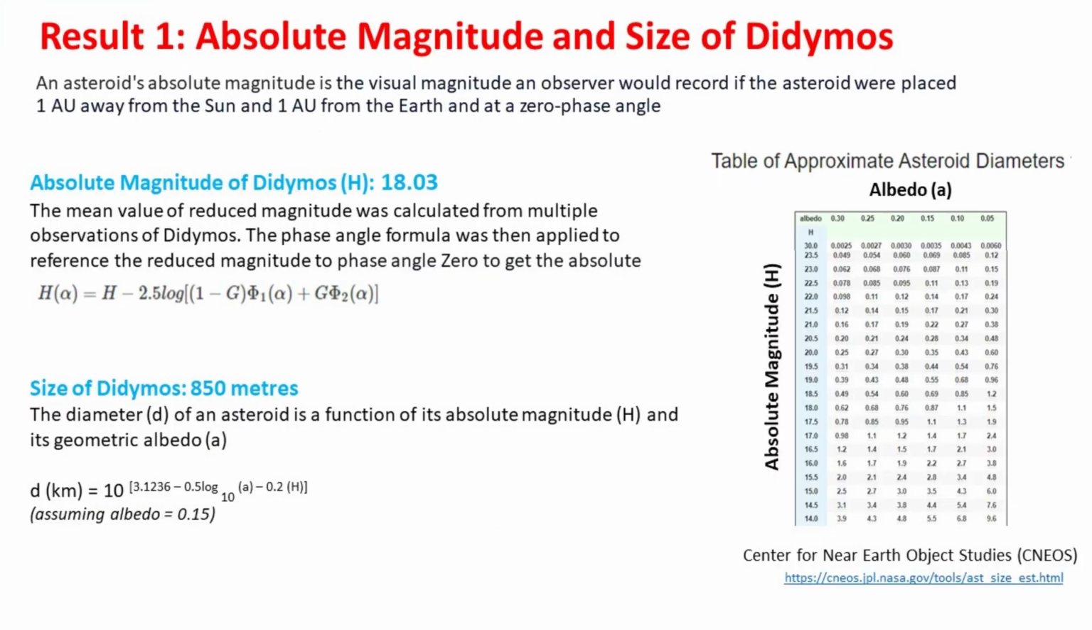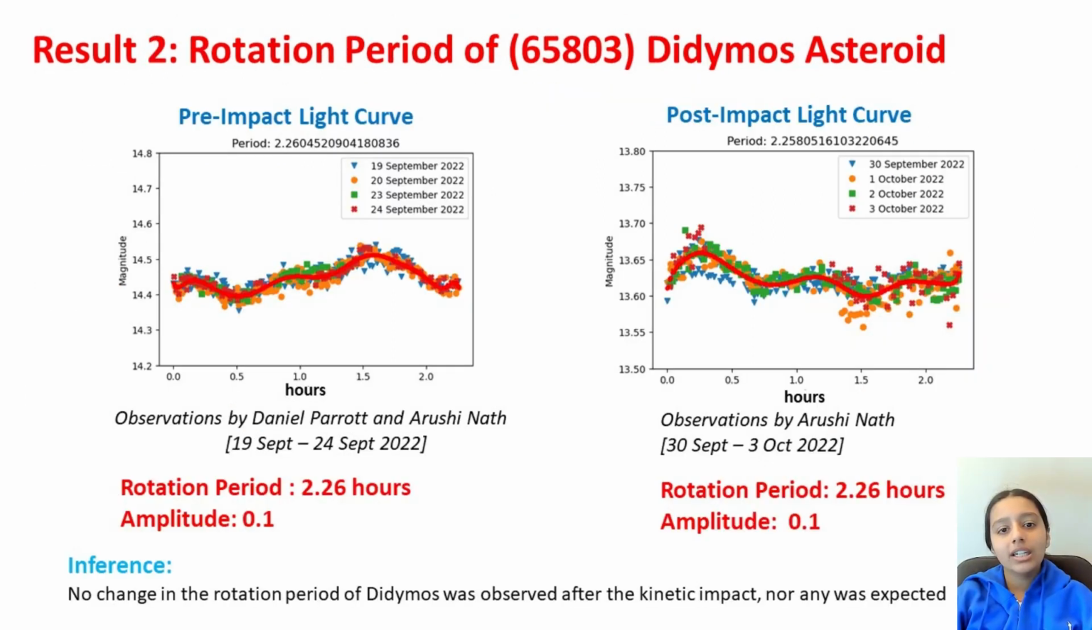My algorithm produced 5 results. First, I was able to find the absolute magnitude and the size of Didymos. I found an absolute magnitude of 18.03 and a size of 850 meters. Second, I was able to measure the rotational period of Didymos. I found the rotational period to be 2.26 hours both before and after the impact. So no change in rotational period was observed, nor was any expected.